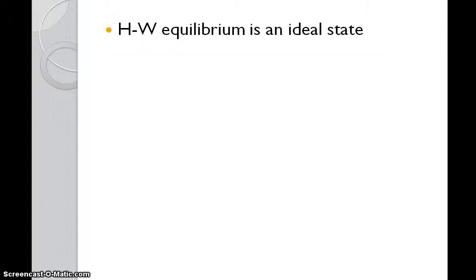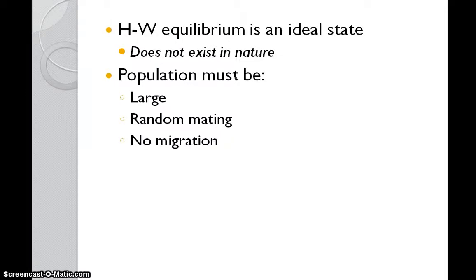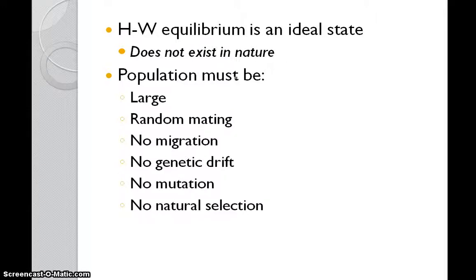Remember that the Hardy-Weinberg equilibrium is an ideal state. That means that it does not exist in nature. That's because in order for Hardy-Weinberg equilibrium to be occurring, many conditions must be met. The population must be large, there must be random mating, no migration, no genetic drift, no mutation, and no natural selection. Pretty much, it's impossible for all of those conditions to be met. So, Hardy-Weinberg equilibrium is an ideal state. It does not exist in nature.